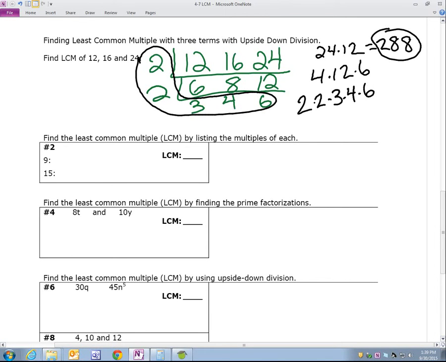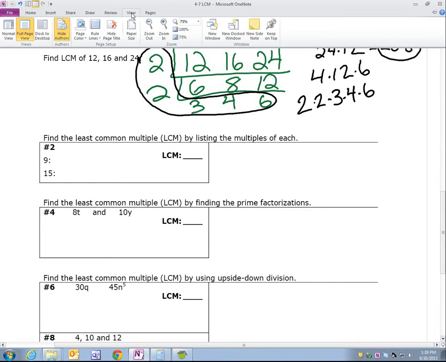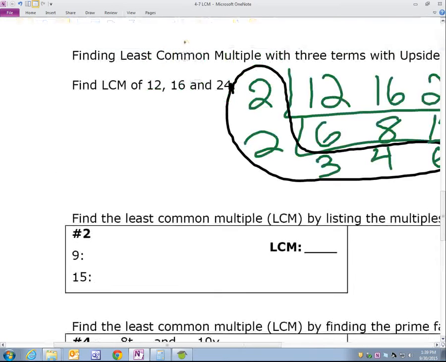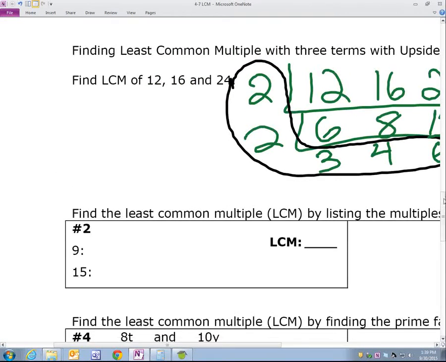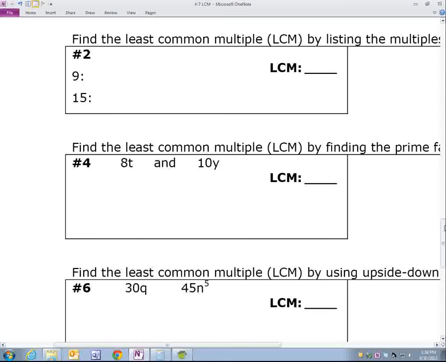Why wouldn't it work? Okay, so it works with no factors, but it doesn't work with factors. Okay, just multiply 12, 16, and 24. I don't think that's going to come out to be 200. It's going to be like 10,000 something.